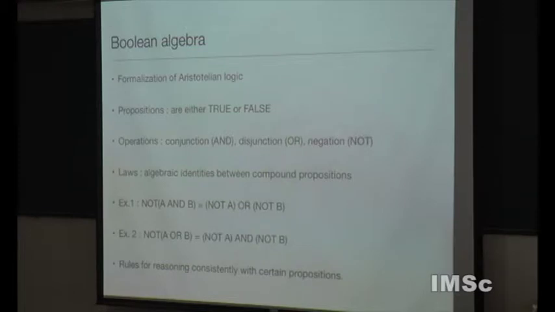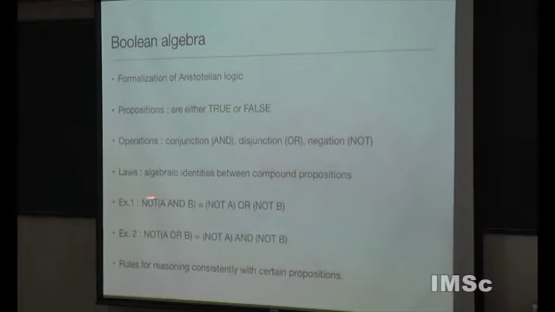Now, once you have these things, you define what are called laws. These laws are essentially compound statements which have two different forms but which are identical in their truth or falsity value. Supposing I take this statement, A and B, and then apply the negation operator on it: not (A and B). You can see that the value of this is the same as the value of (not A) or (not B). Similarly, not (A or B) is (not A) and (not B). These two identities are very famous. They're called the De Morgan identities.